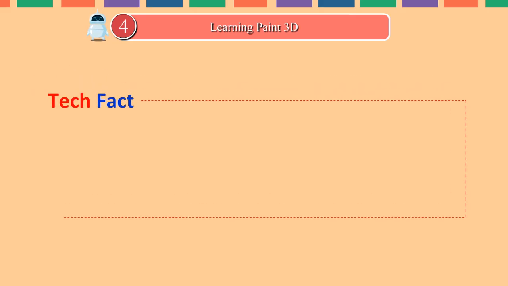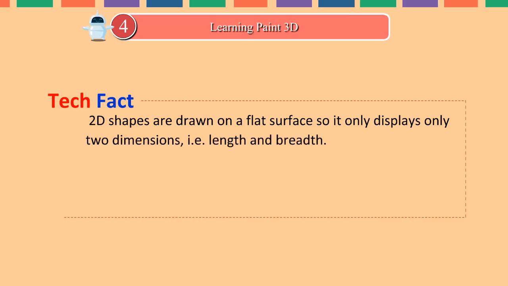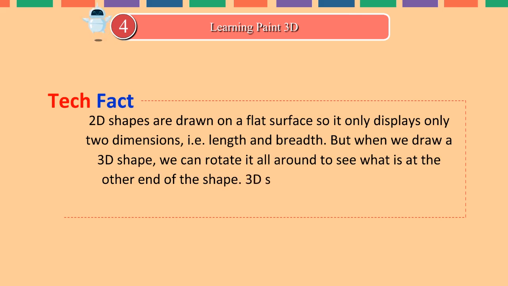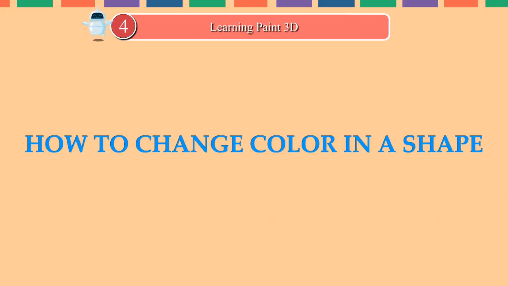Tech fact: 2D shapes are drawn on a flat surface, so it only displays 2 dimensions, i.e. length and breadth. But when we draw a 3D shape, we can rotate it all around to see what is at the other end of the shape. 3D stands for 3 dimensions, i.e. length, breadth and height.